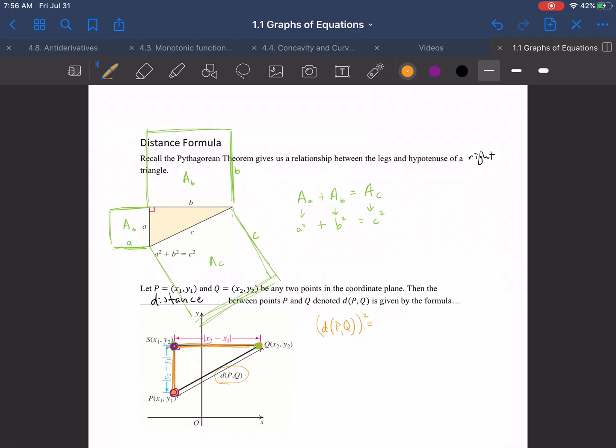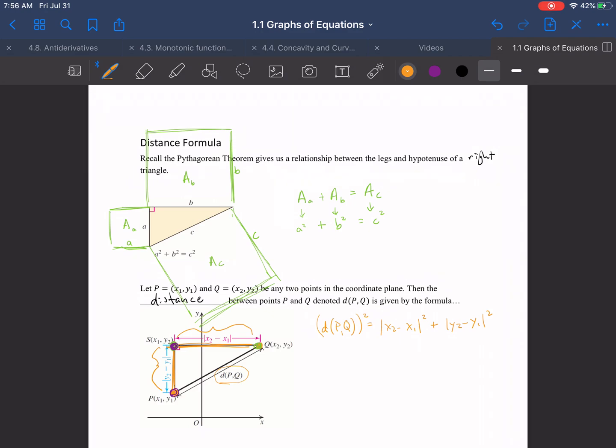We can say the distance right here is just x2 minus x1 squared, right? That's the distance, x2 minus x1, and then we square it, plus this distance over here, which is the absolute value of y2 minus y1 squared. Really don't care that much about the absolute value because when we square it, it's just going to go away.